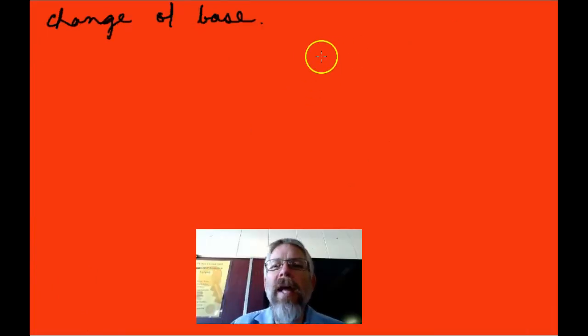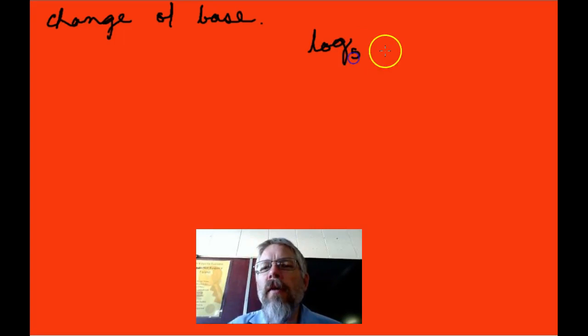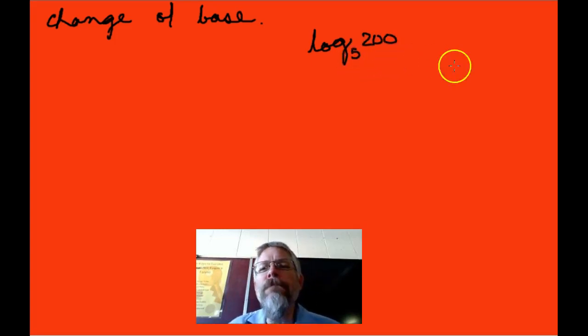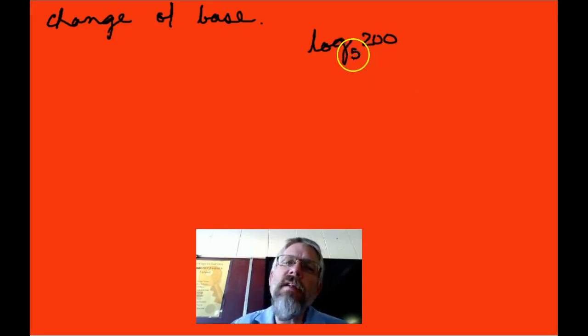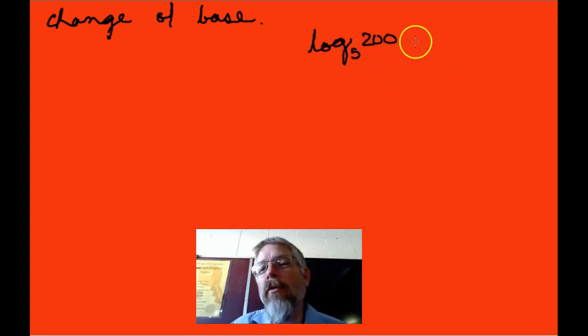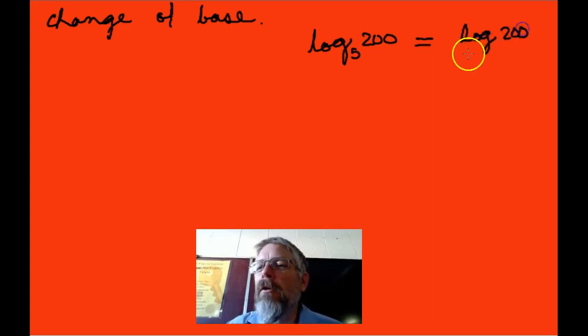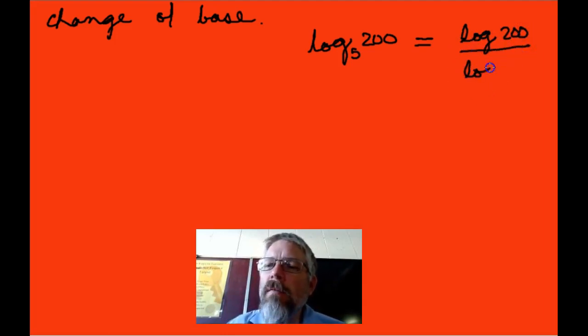Okay, so we have the change of base formula. Now, if I want to write the log in base 5 of 200, because in that other problem, I could have done that. Take the log in base 5 because that will cancel the log's base. Well, this simply, by the change of base formula, says you can write that as the log of 200 divided by the log of 5.